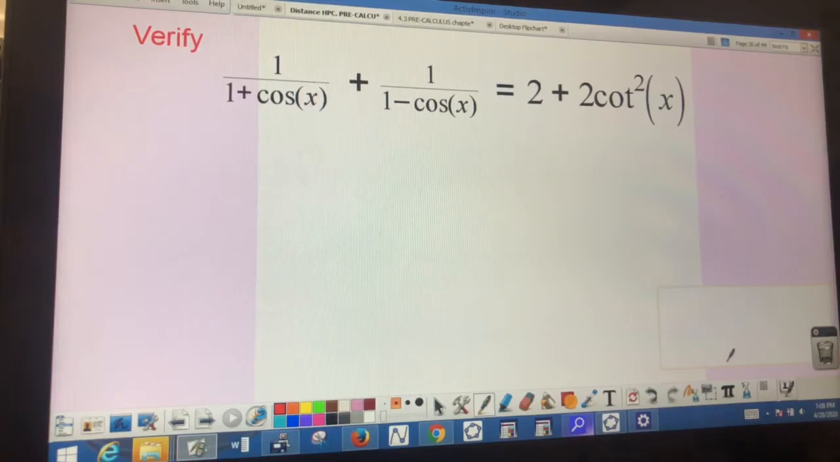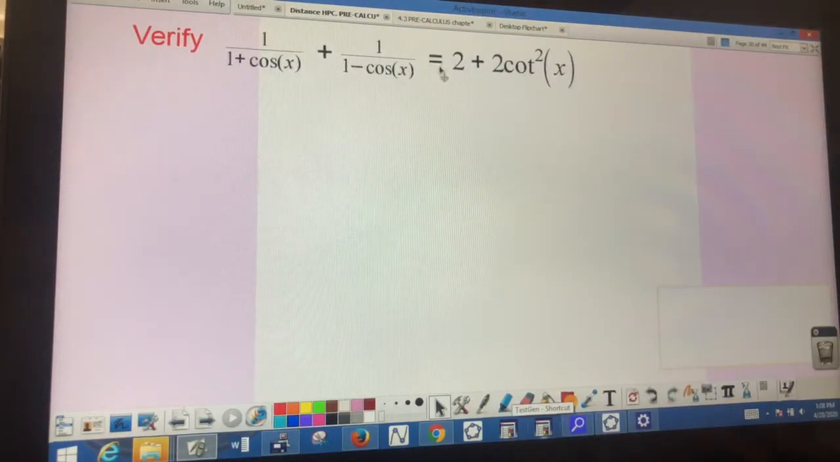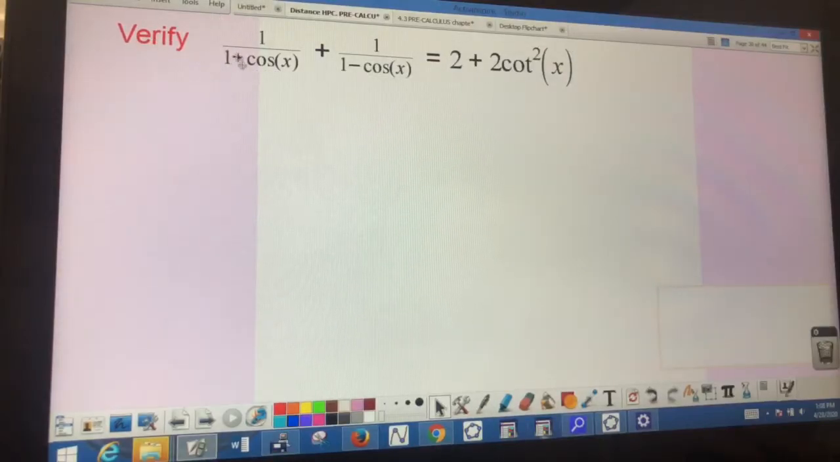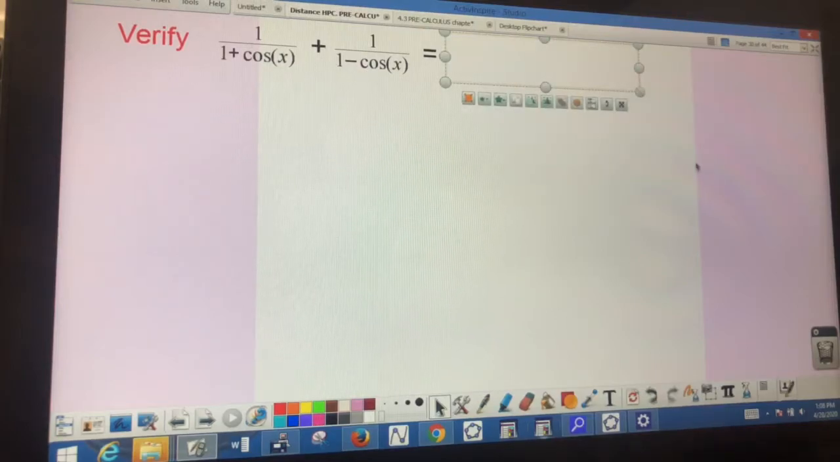So I want my left side to look like the right side. That's the whole game. This one will be a little bit lengthy, so bear with me. It might be like a 10-minute one here. Okay, so I'm gonna cover up my right side. I don't need to see what I'm gonna get. I'm just gonna try to simplify what I can here.